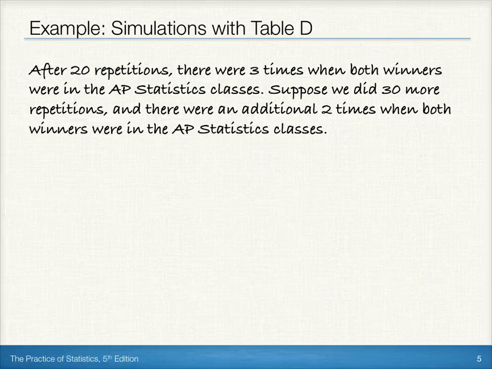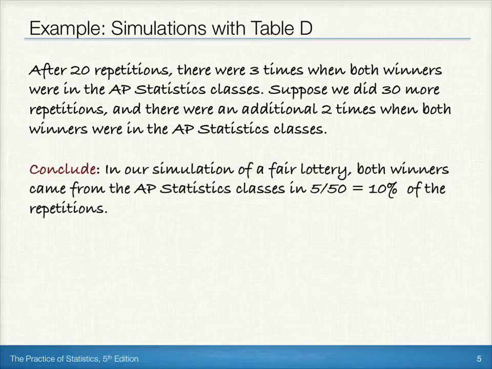So suppose we did this for 30 more repetitions, and there were an additional 2 times when both winners were in the AP Statistics class. Well, we'd conclude that in our simulation of a fair lottery, both winners came from the AP Statistics class in 5 out of 50, or 10% of the repetitions.